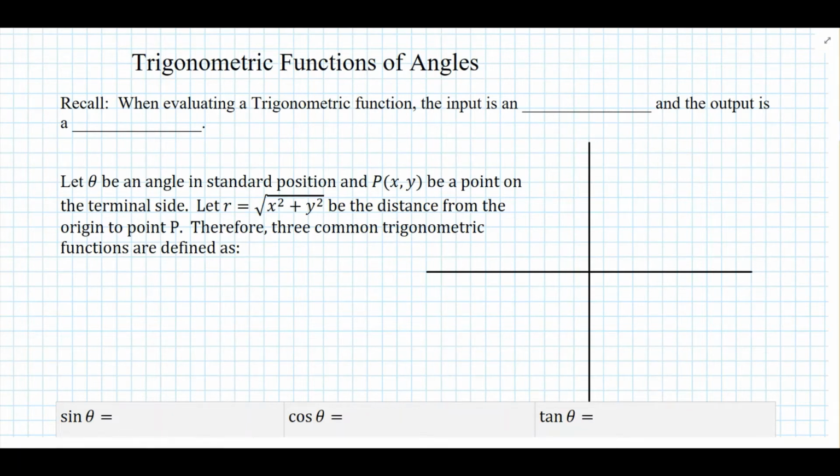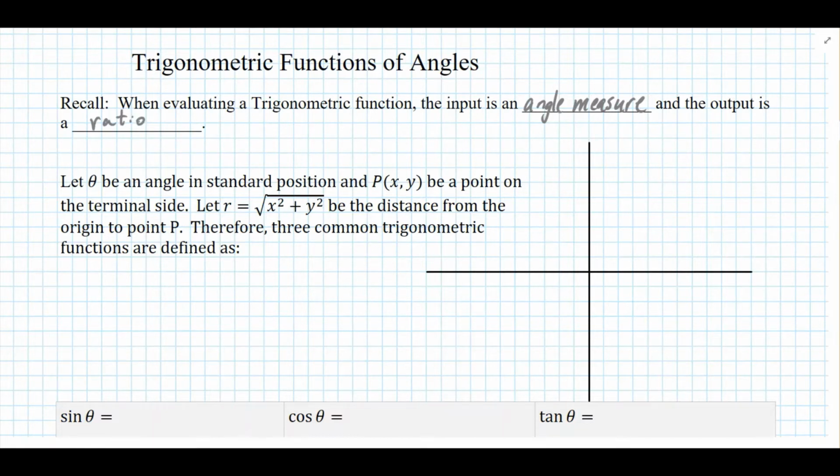Hello. In this video, I would like to share more information about evaluating trigonometric functions at angle measures. You should recall that when evaluating a trig function, the input of the function is an angle measure, and the output, or result of the function, is a ratio of side lengths.